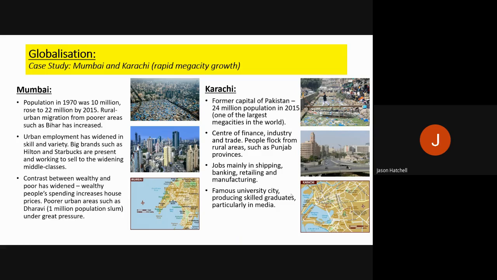Jobs are mainly in shipping, banking, retailing, and manufacturing. And it is also a famous university city, producing skilled graduates, particularly in media studies. So Karachi is one of those cities that in future will be extremely important for economic development within Asia. It already is quite an important city in that sense, but it is making rapid progress towards higher status. So they are two examples of megacities and how rapid growth has changed or impacted them.